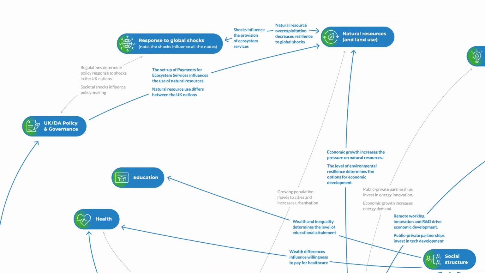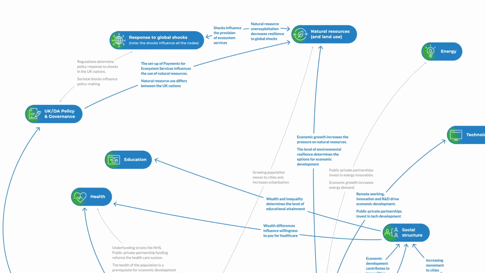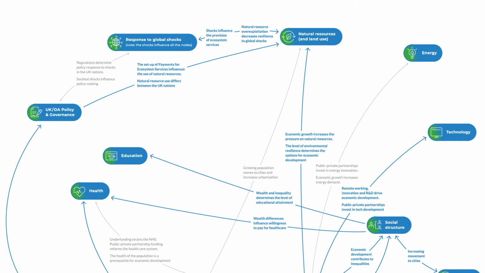Another way that challenges related to natural resources are addressed is through technological development, funded by the public-private partnerships. Technological development focuses primarily on agricultural technology to meet the needs of the growing population and leads to large-scale implementation of vertical agriculture in the growing cities.